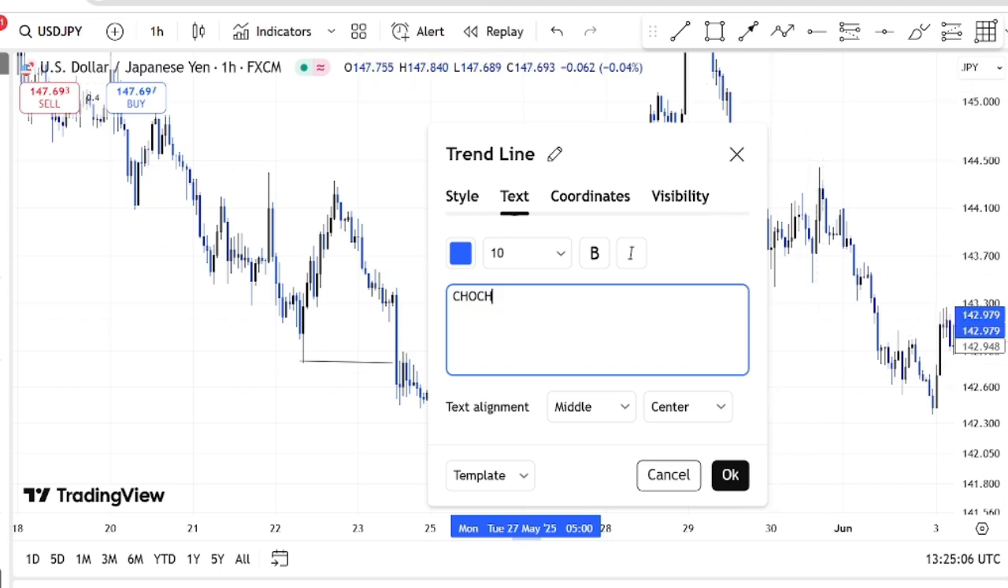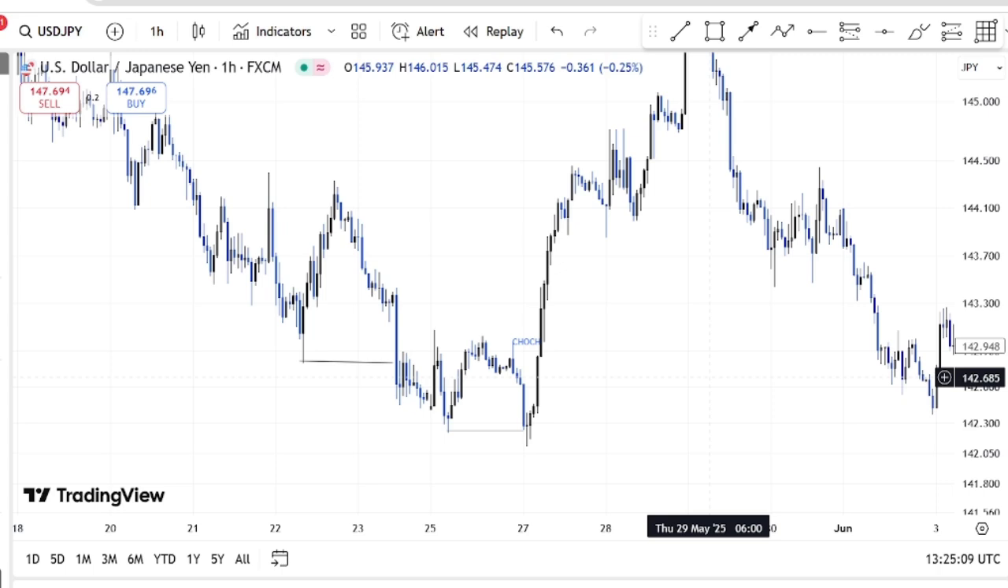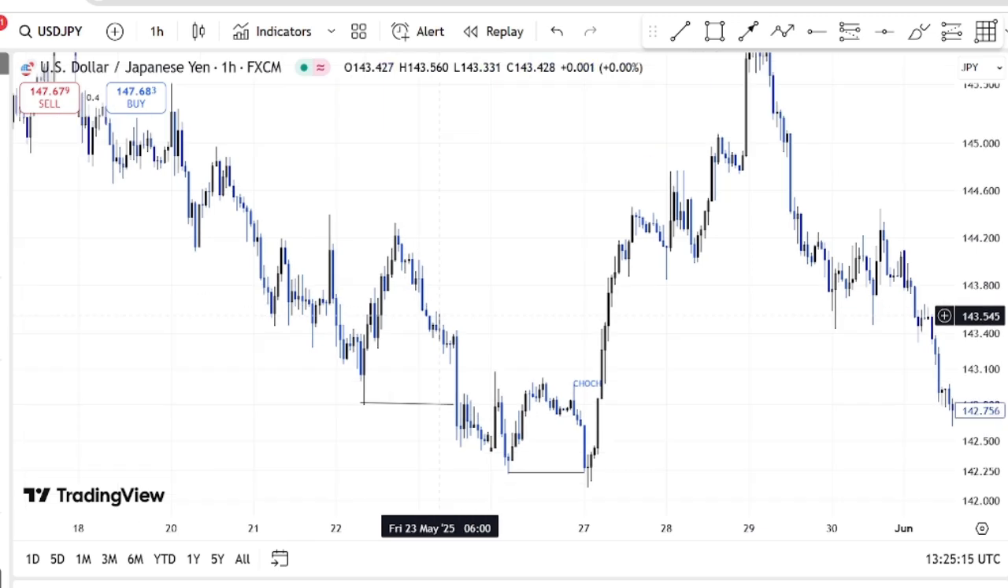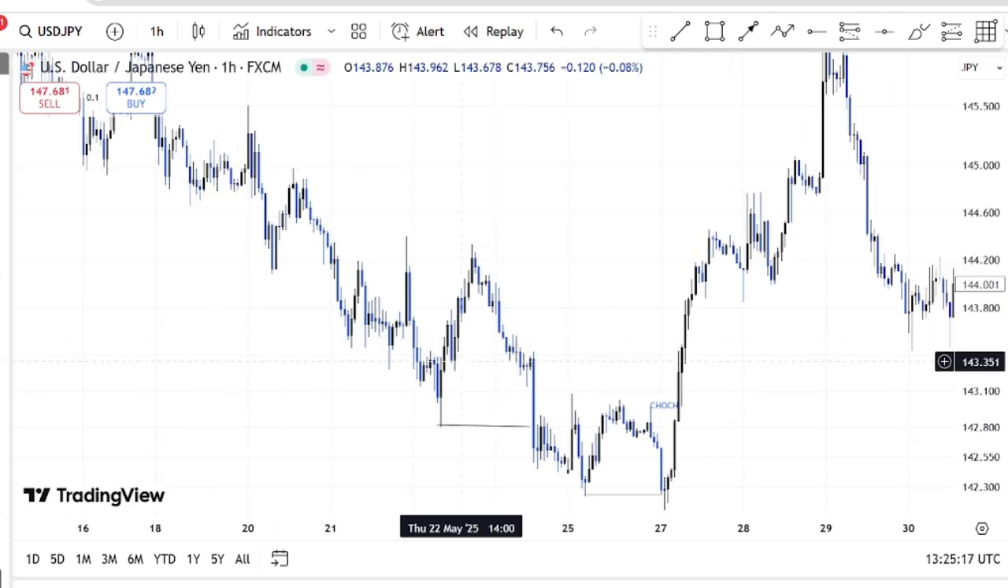Meaning the market is turning bullish from bearish. If you look at the overall trend, we are heading to the downside. So we want to catch a reversal at this point.